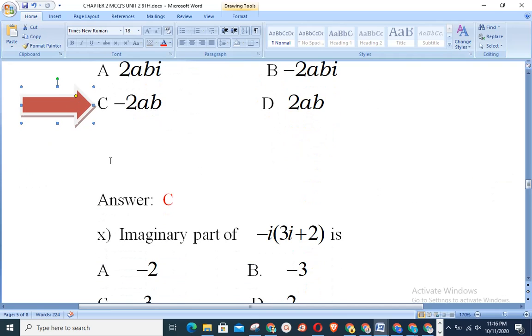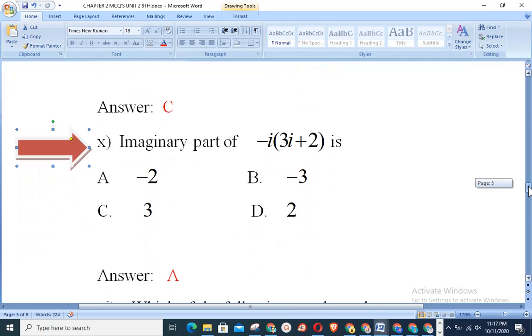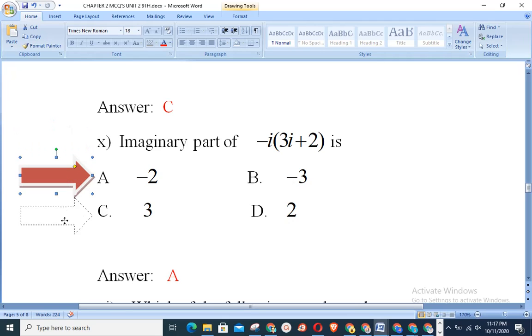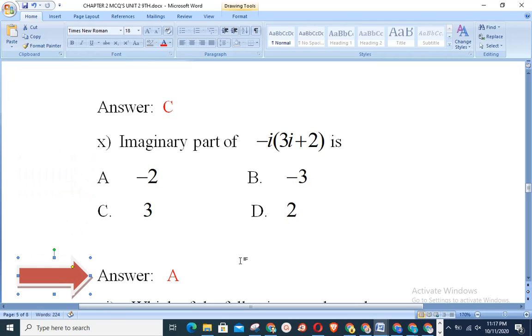Hope you all understanding. Next is imaginary part of minus iota into 3 iota plus 2. Dear students, imaginary part means it must contain iota. So 2 multiplied by minus iota, that is totally -2 iota. So in imaginary part there will be left -2. Option A is the correct option as is visible over here.